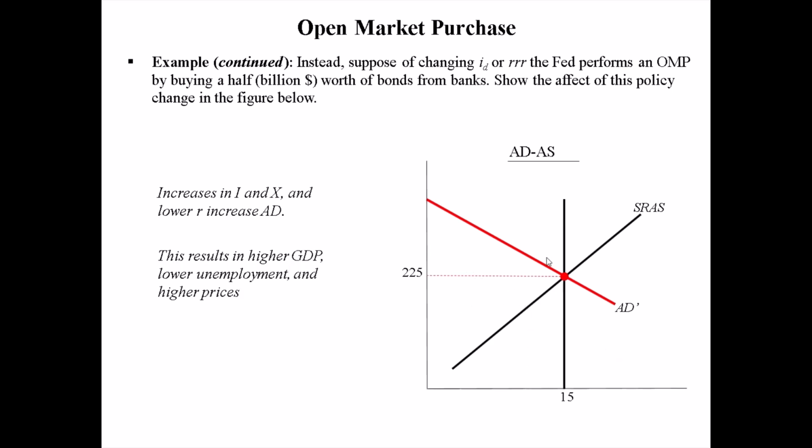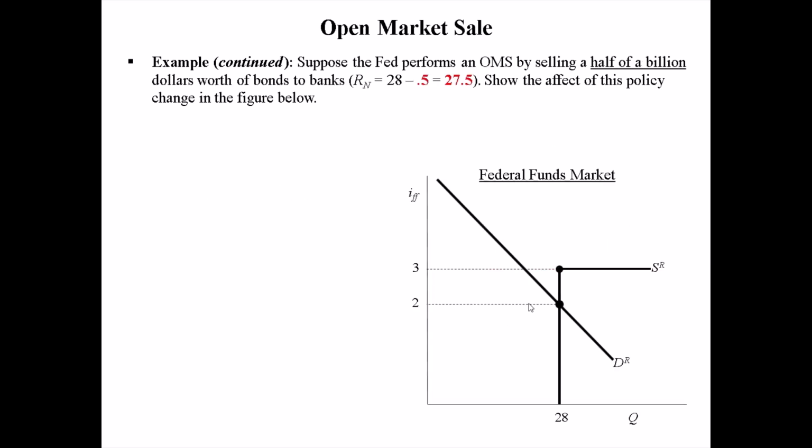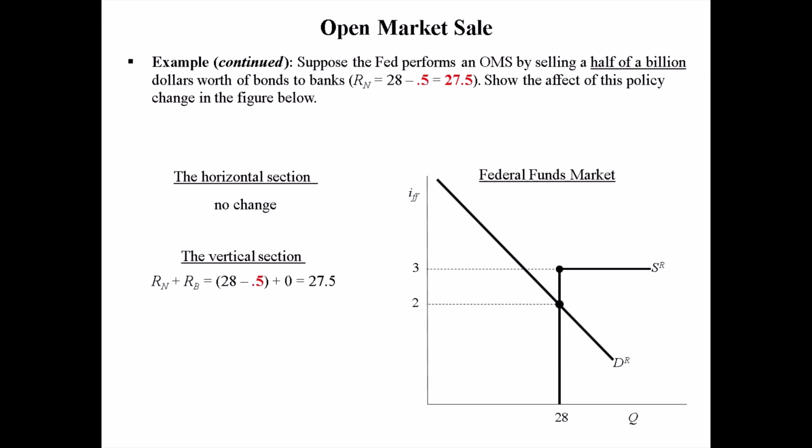So we do get higher prices, but the purpose of this policy is to get rid of high unemployment that is persistently high. What about an open market sale? Say instead the Fed sells 0.5 billion worth of bonds to banks. There's no change in the horizontal section. The vertical section drops to 27.5, so the curve moves to the left.